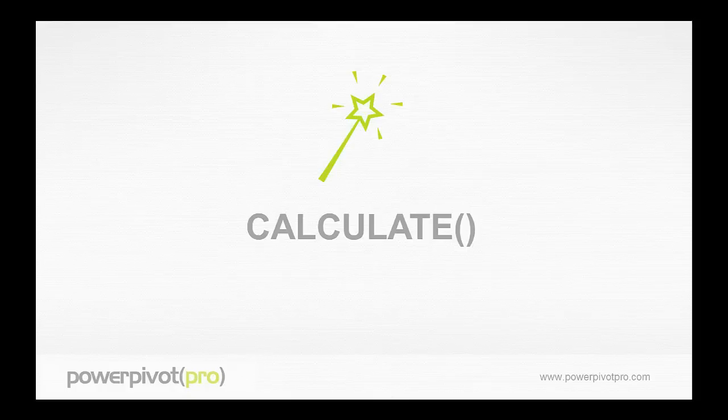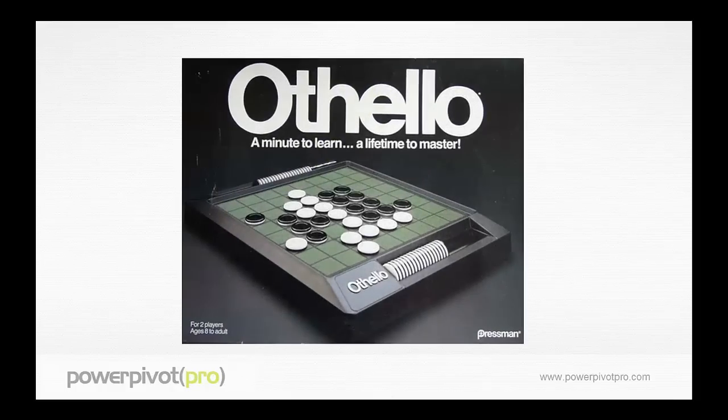I'm reminded of the old Othello game boxes that said, a minute to learn, a lifetime to master. And I also like the fact that it's ages 8 to adult. That's about right for calculate as well. Now, a lifetime to master in the sense of calculate doesn't mean that it's a lifetime before you feel comfortable with it. I actually think that you will feel comfortable with calculate in the first minute. The lifetime to master is much more along the lines of this.